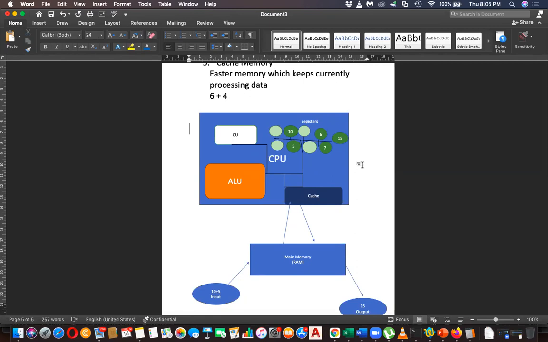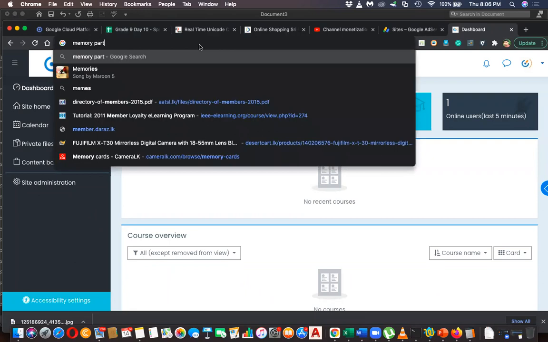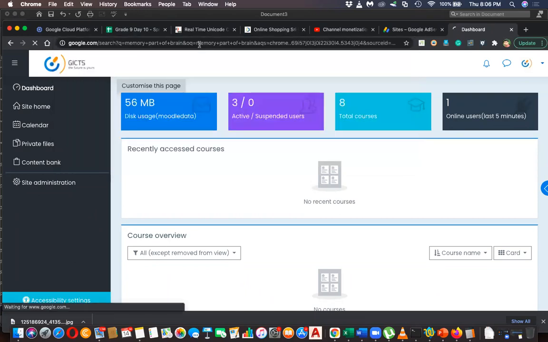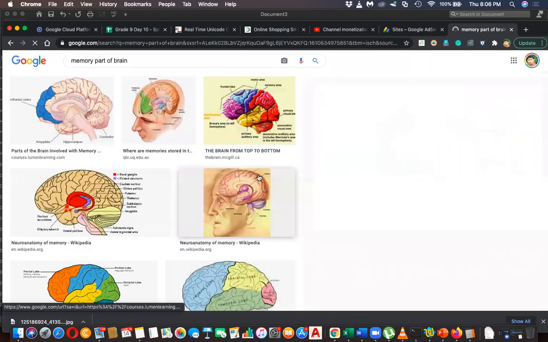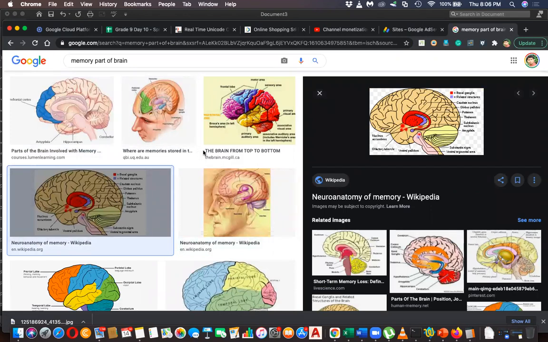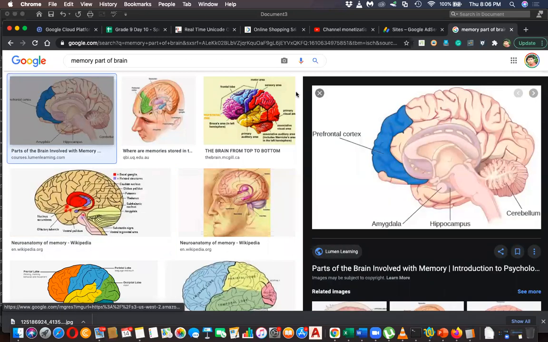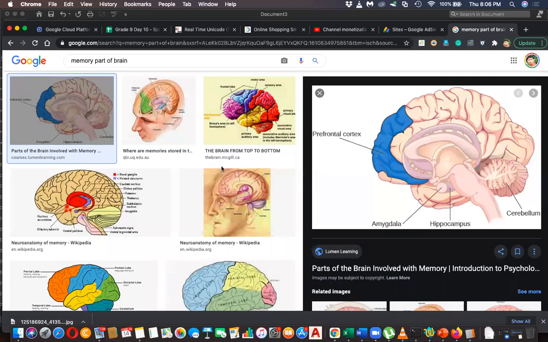Memory resides in the forehead. Let me show something. Memory is part of the brain, so you can see. If you analyze the brain, most of the time memory resides here, at the front, the blue part. Yes, the blue part. So most of the time, but it depends.